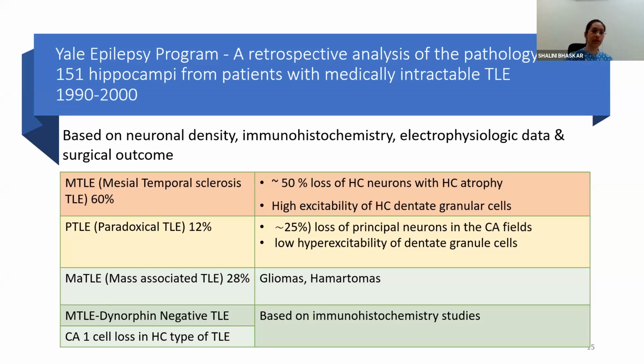12% had paradoxical TLE, and they showed 25% loss of principal neurons in the CA fields, and also showed low hyperexcitability of the dentate granular cells. 28% of patients had mass-associated TLE, often gliomas or hamartomas. The last 2 subtypes were based on immunohistochemistry studies.